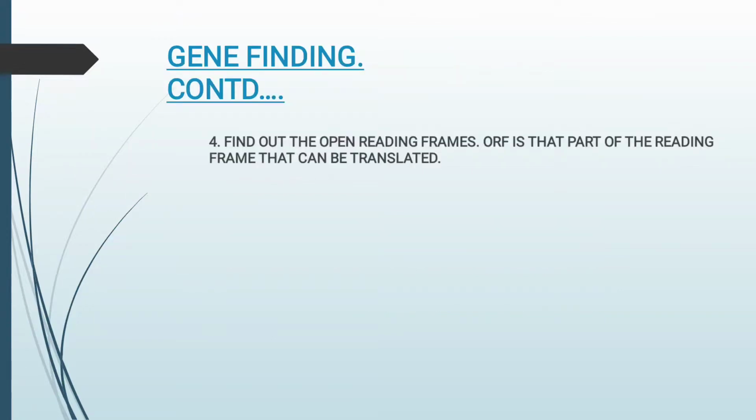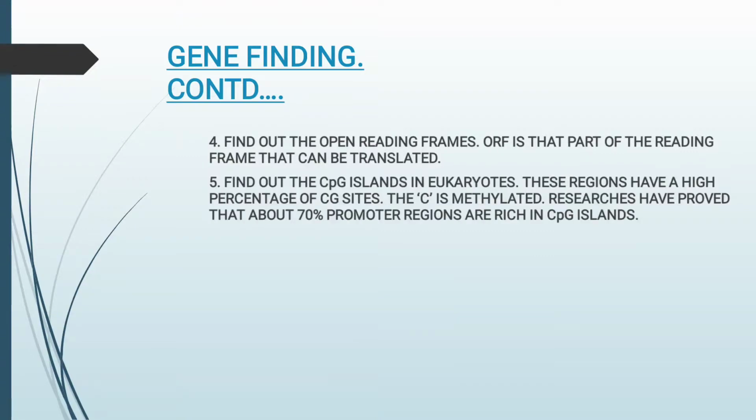Again, next is to find the open reading frames. An open reading frame is that part of a gene that can be translated, and ORF finder is available on the web. With its help you can find the gene, and if you find the open reading frame, it means you have found one gene also.